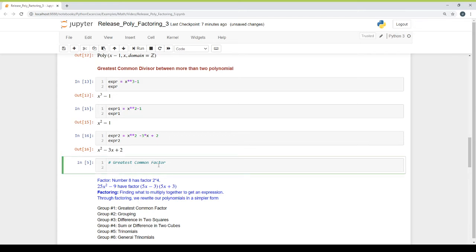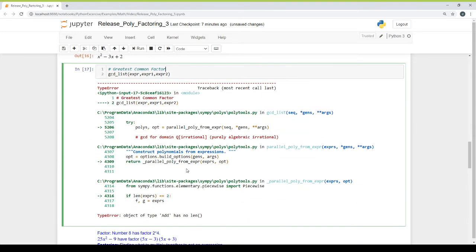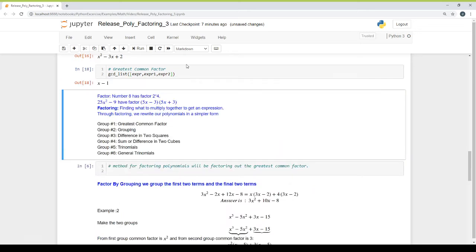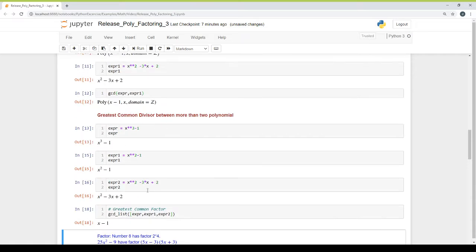Now for the greatest common divisor, let's call the GCD method and pass the three polynomials expr, expr1, expr2. Shift enter. Okay, object of type add has no length. Okay, we will have to pass it as a list. Shift enter. Now x minus 1 is the greatest common factor between the three polynomials.